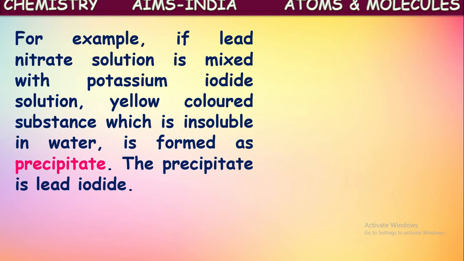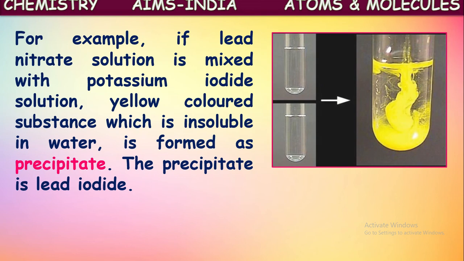For example, if lead nitrate solution is mixed with potassium iodide solution, a yellow colored substance which is insoluble in water is formed as a precipitate. So the precipitate formed is lead iodide. What we have taken initially, lead nitrate solution and potassium iodide solution, are both colorless solutions. When these two are mixed, immediately a yellow colored substance which is insoluble in water is formed as a precipitate. This precipitate is lead iodide.